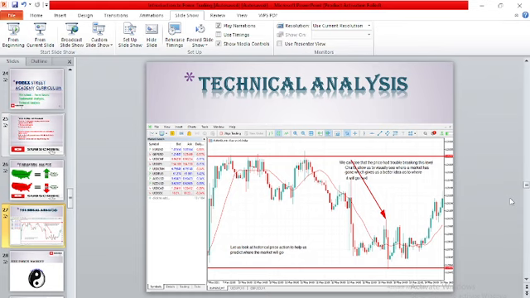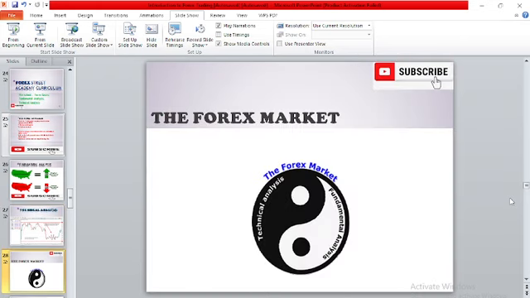Now do not be fooled by these one-sided extremist persons that say technical analysis is the best, and some other guys tell you fundamental analysis is the best. No, just know that working with both tools is the best thing any forex trader around the world could think of doing. Now let's look at the forex market. Now this is the forex market.